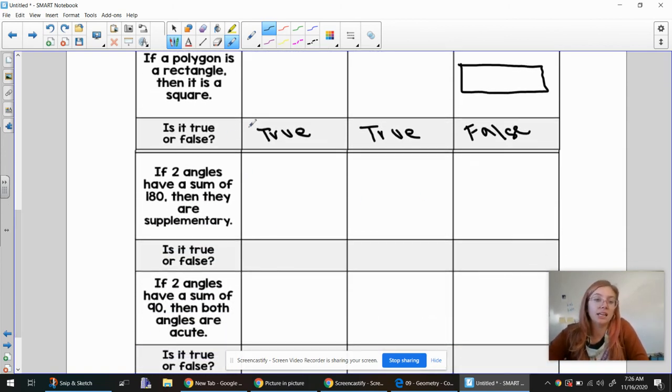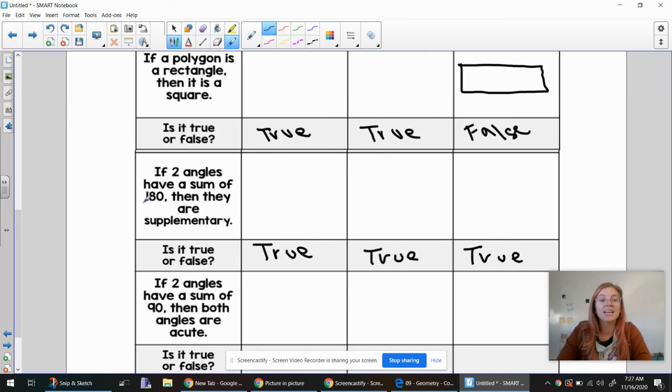If two angles have a sum of 180, then they are supplementary. Well, the converse is if two angles are supplementary, then they have a sum of 180. That is true. The inverse, if two angles do not have a sum of 180, then they are not supplementary. That is also true. And finally, if two angles are not supplementary, then they do not have a sum of 180. That is also true. This would be what's called a biconditional statement, where we can rewrite it using all the different methods and have every single one of them be true.